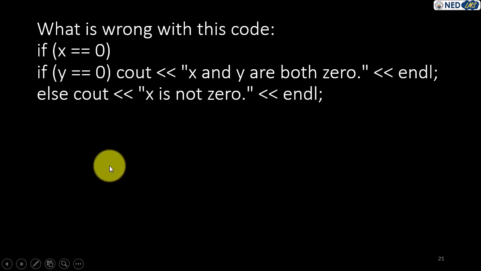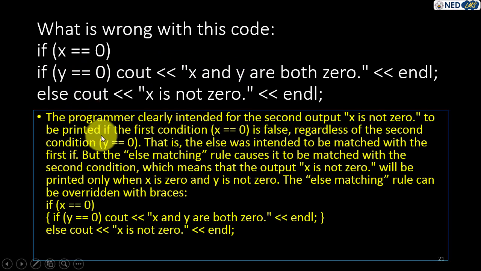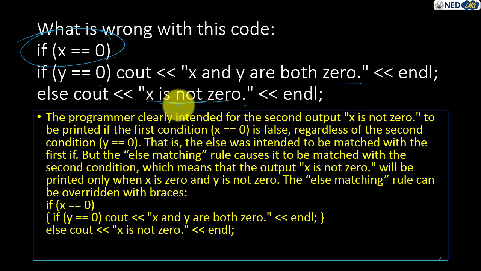So what is wrong with this code? If x equals 0, if y equals 0, cout x and y are both 0, else cout x is not 0. The programmer clearly intended for the second output, x is not 0, to be printed if the first condition is false. So if this condition is false, it should be printing this thing, but here this else is actually coupled with the last if, so we have to keep that in mind. So let's read the explanation over here.